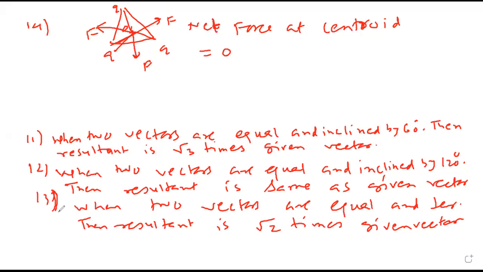Done, sir. See, net force at centroid, I have written 0 by using this concept. You want me to explain or you followed? Followed, sir. Followed, no? This is F, angle 120 so resultant F, one F up, one F down, 0 came. Everybody has done all the 14? Shall I clear it? Yes, sir.